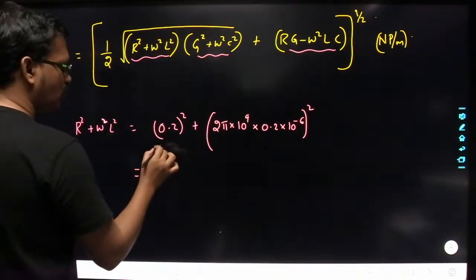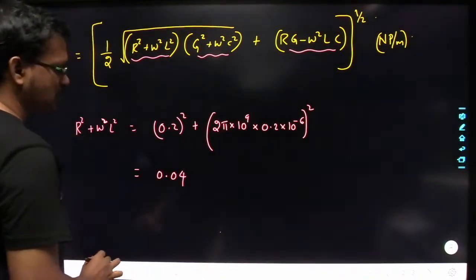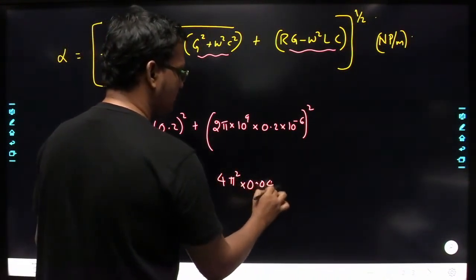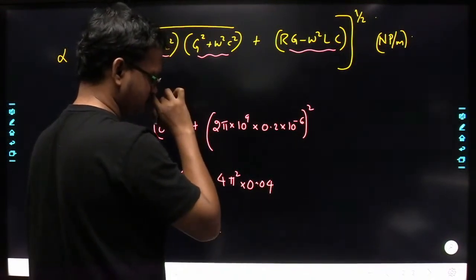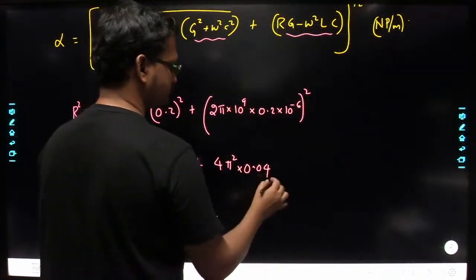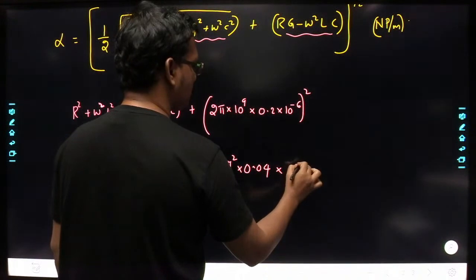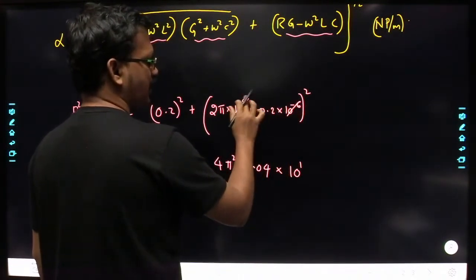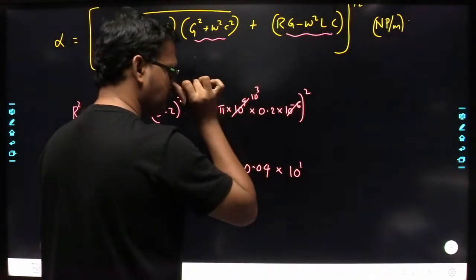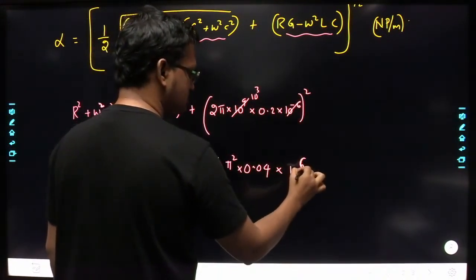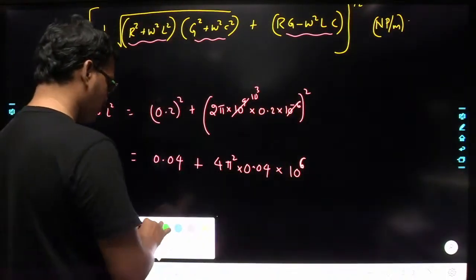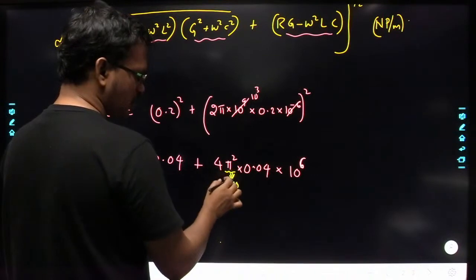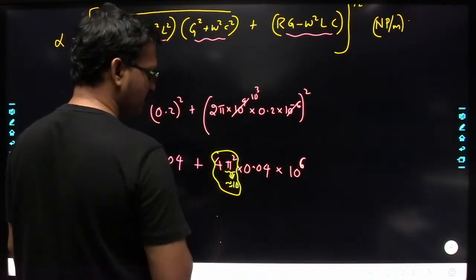So this is equivalent to: here you will get 0.04, plus 4 pi square into 0.04 into 10 to the power of... here 10 power 9, here 10 power 9, and here 10 power minus 6. 9 minus 6 is 3, so you get 10 power 3, whole square, that is 10 power 6. Now if you put pi square as approximately 10, you are going to get 40.